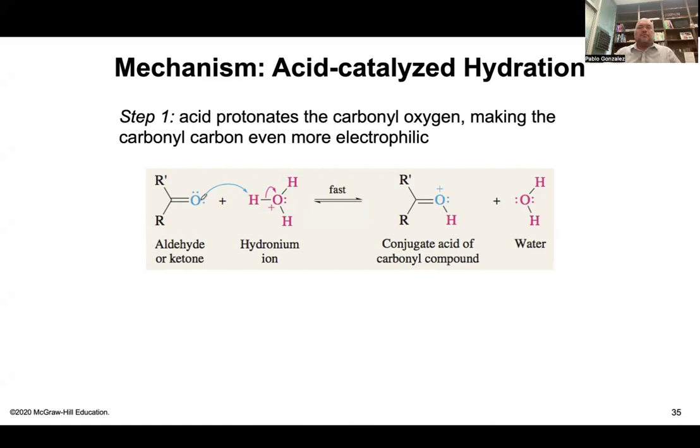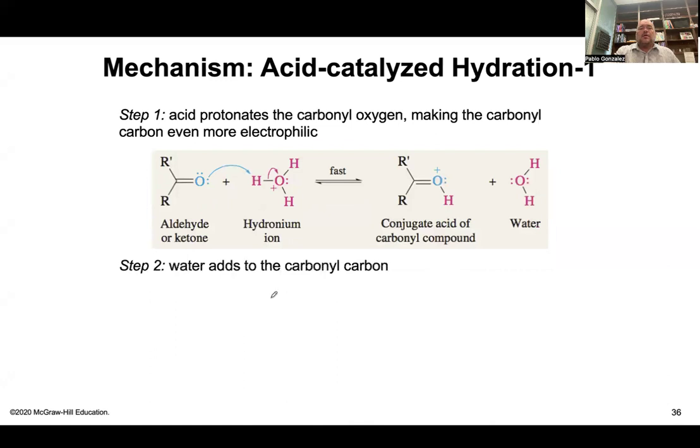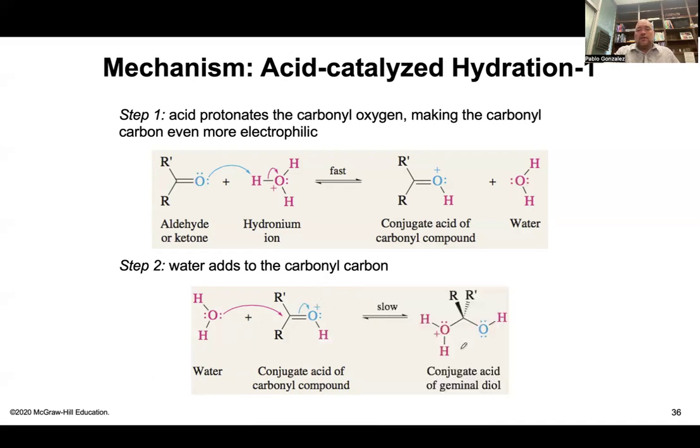So we have here the protonation. We have the OH in here. We have the water. Now, what can happen in here? The carbon can attack in here, stabilizing this double bond of oxygen. Water adds to the carbonyl atom. So now the water can attack this carbon, which can eventually create this lone pair of electrons to stabilize this positive charge. And we have here the conjugate acid of the geminal diol.